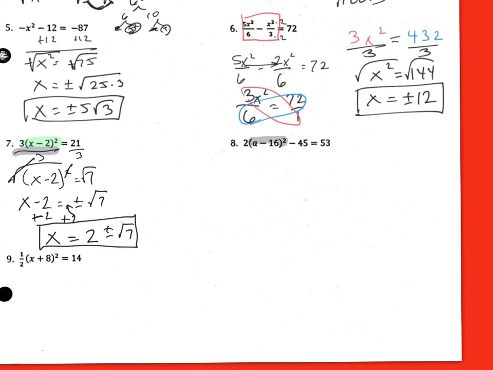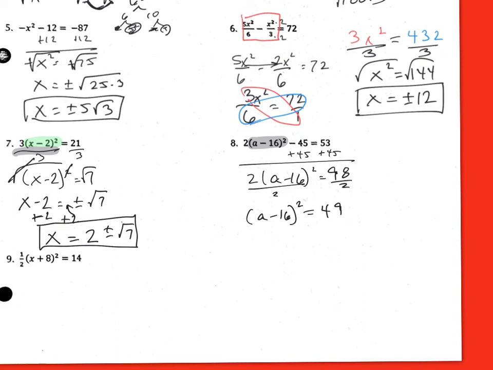So again, the part that we're isolating is the quantity that is squared like that. So that's going to just stay right there. So we're going to add 45. So 2 times a minus 16 squared is equal to 98. Divided by 2. So now we have a minus 16, which is still squared, equals 49.